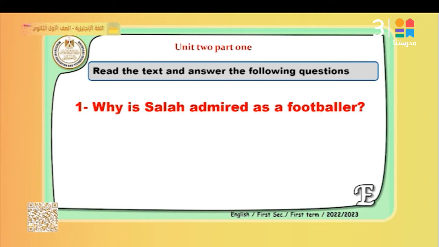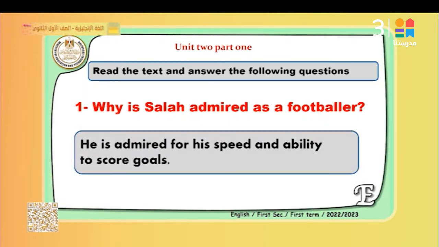Now let's answer this question about the text. Why is Salah admired as a footballer? As a footballer, why do people admire Salah? Do you remember? Yes, very good. He is admired for his speed and ability to score goals. He can score a lot of goals and he is a very fast runner. He runs very quickly.